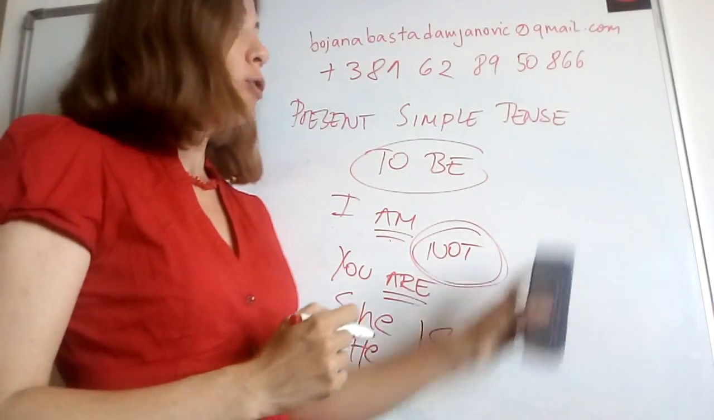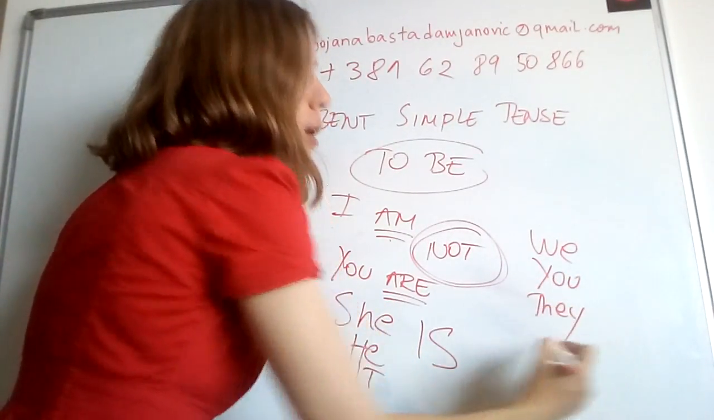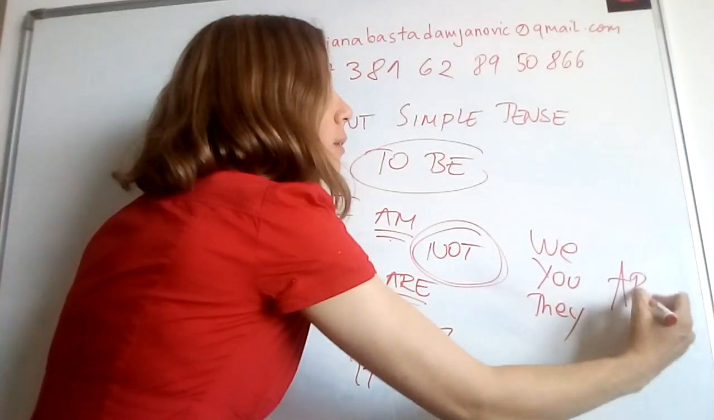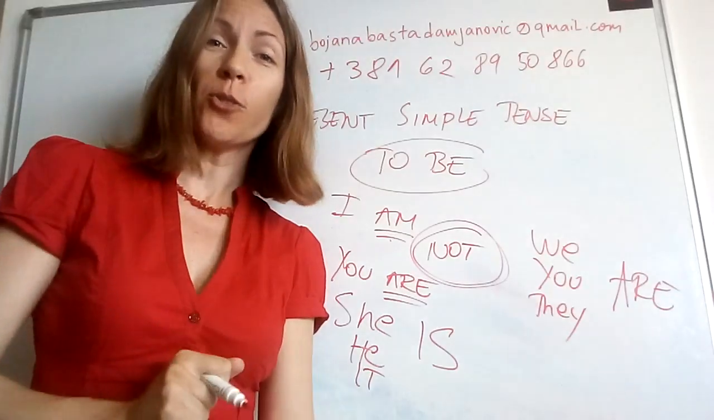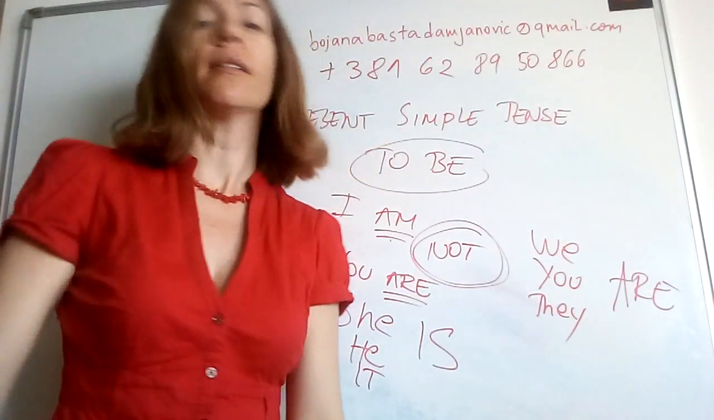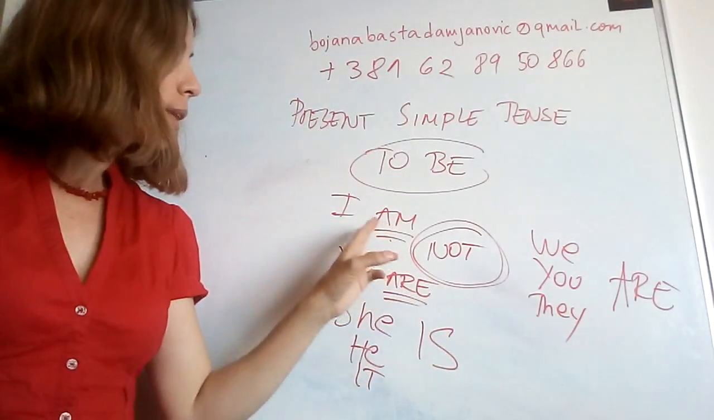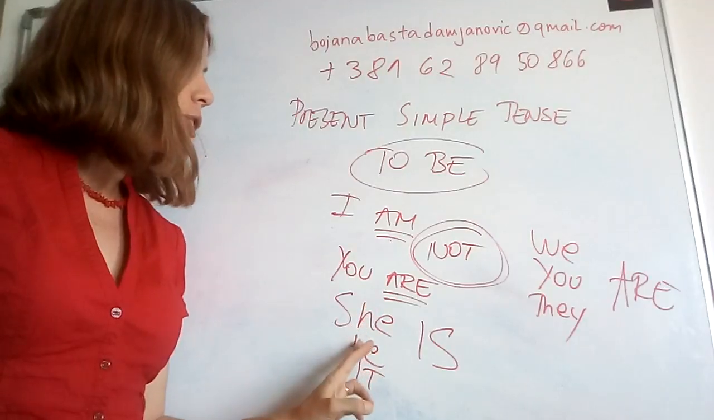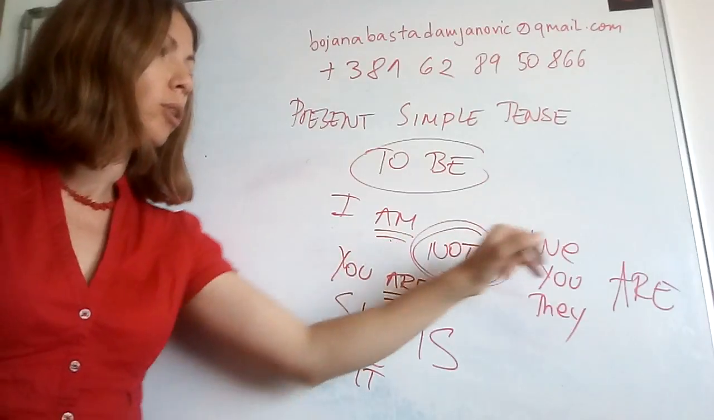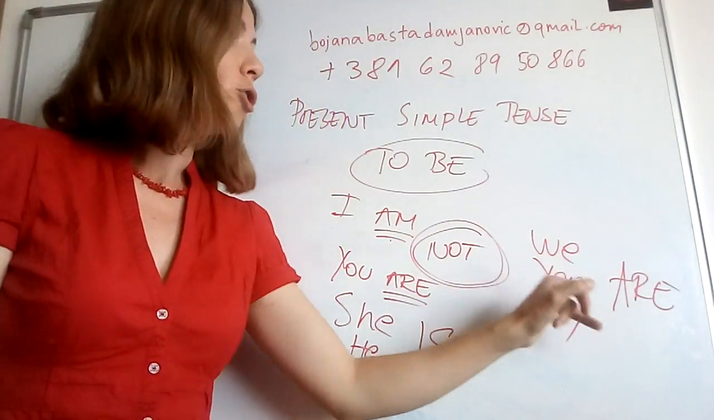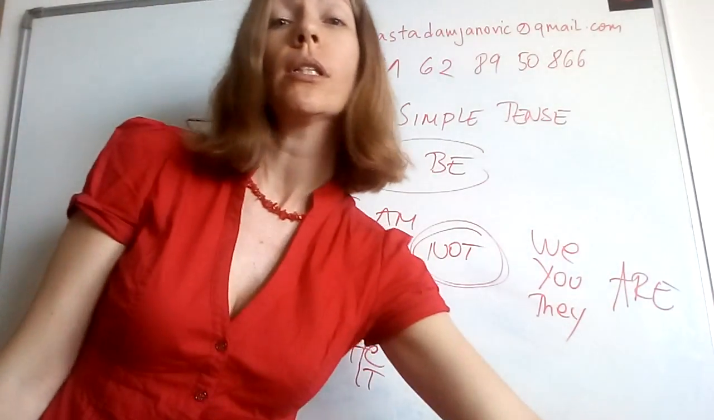Okay? For plural, we, you, and they always use are. Okay? We are friends. You are my students. They are American. Okay? Plural, are. Singular, I am, you are, she is, he is. Okay? For negative, add not. We are not friends. You are not my teacher. They are not your students.